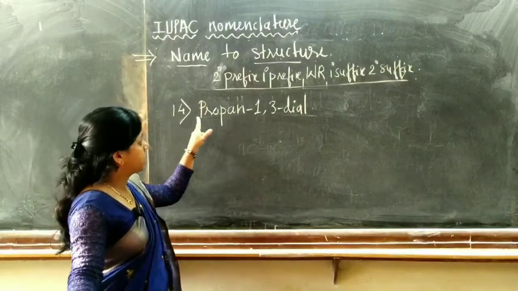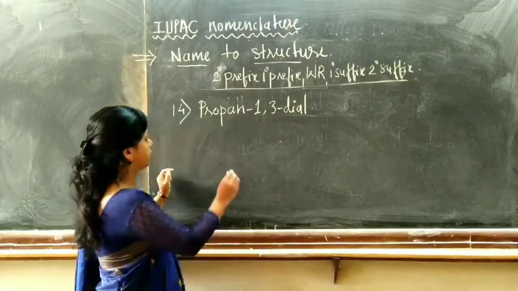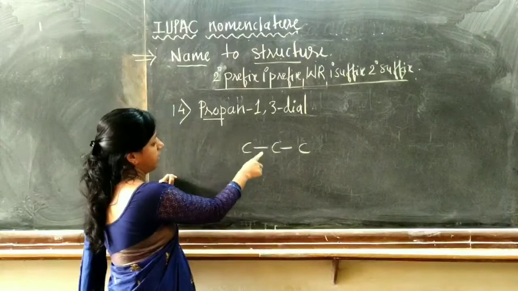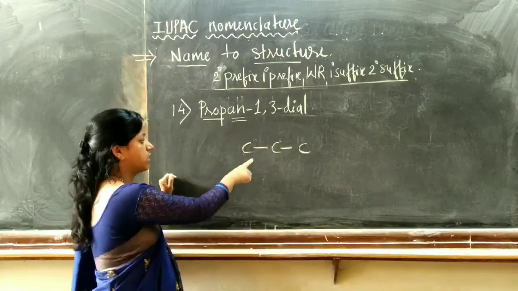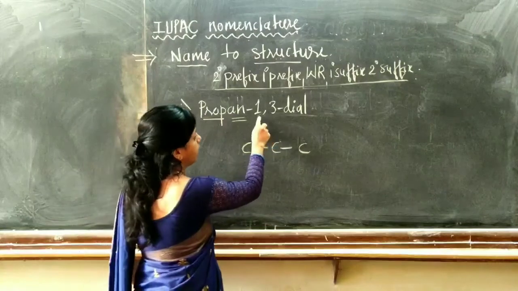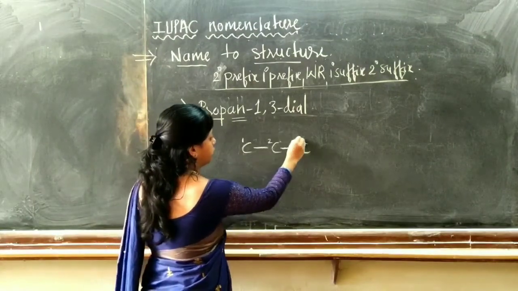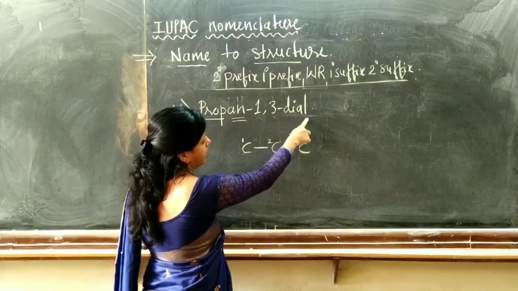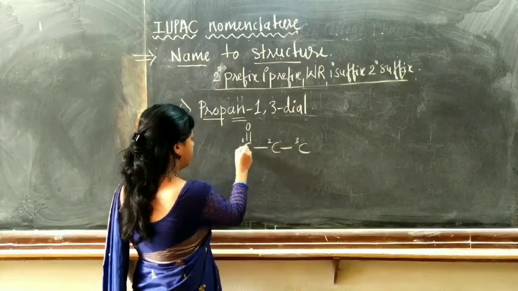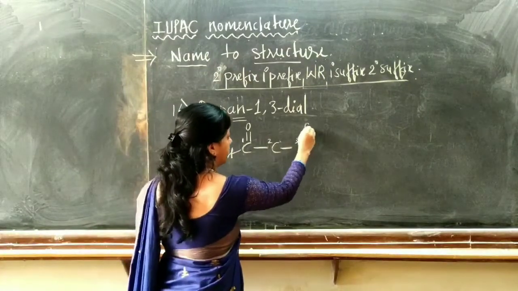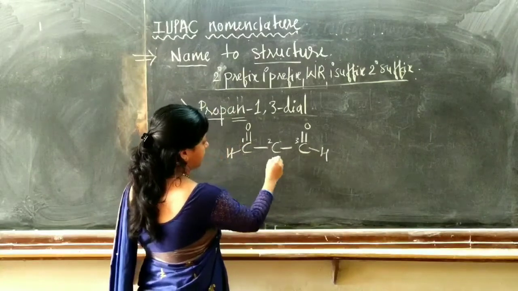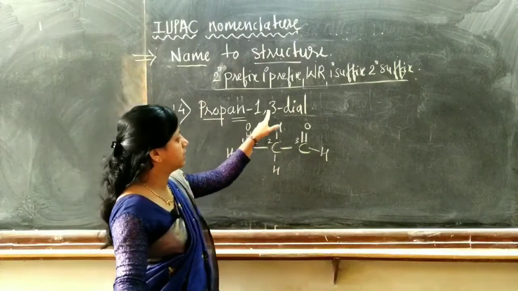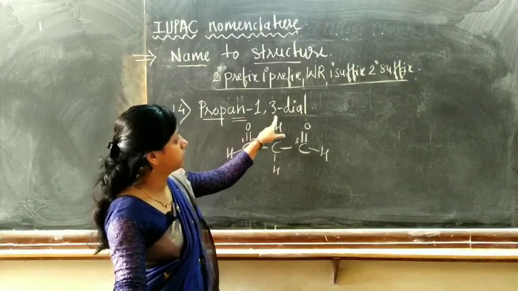So 14th example is propane-1,3-diol. So prop is the root word, which means we have to write 3 carbons, and ane is the primary suffix, so it is a saturated compound. If I number this 1, 2, 3, then at the 1 and 3 positions, diol: di means 2 and ol means hydroxyl group, so these are the OH groups at the 1st and 3rd positions, and the rest will be hydrogen atoms. So this is the structure of propane-1,3-diol.